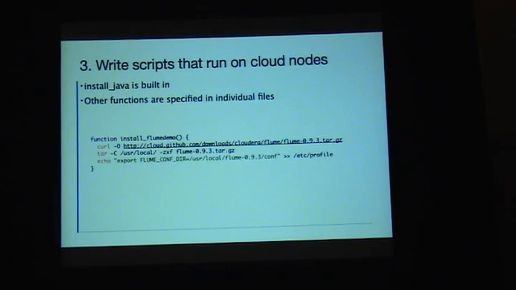So the last bit of code we need to write is a few scripts to start things up, to do the installation, do the configuration. We've already got install Java because it's built into Whirr, so we don't need to write anything now. In the case of installing Flume itself, we have to write a trivial script which just downloads the tarball, installs it, does a little bit of configuration, sets up an environment variable, and that's it.